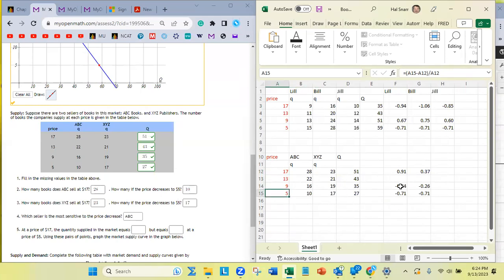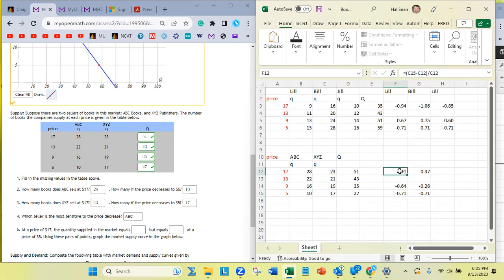Now, the quantity supplied is the percent change in the quantity supplied for ABC Corporation. The quantity supplied is 10 when the price is 5. The quantity supplied of ABC Corporation is 28 when the price was 17. So it's the is minus the was divided by the was. The same thing goes for XYZ Corporation. Quantity supplied is 17 when the price is 5, and 23 when the price was 17. So it's the is minus the was divided by the was.